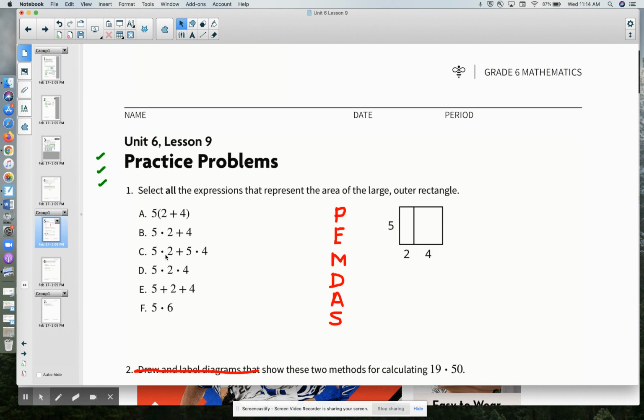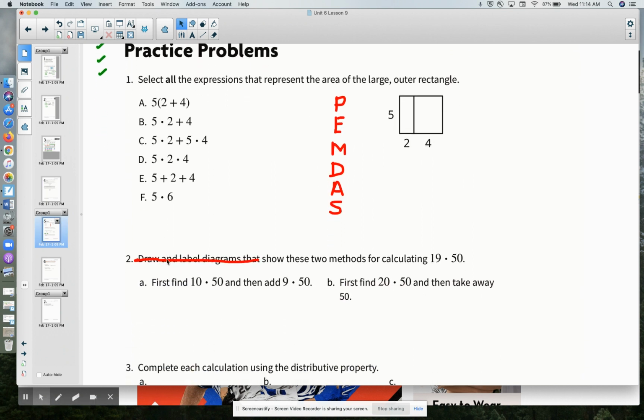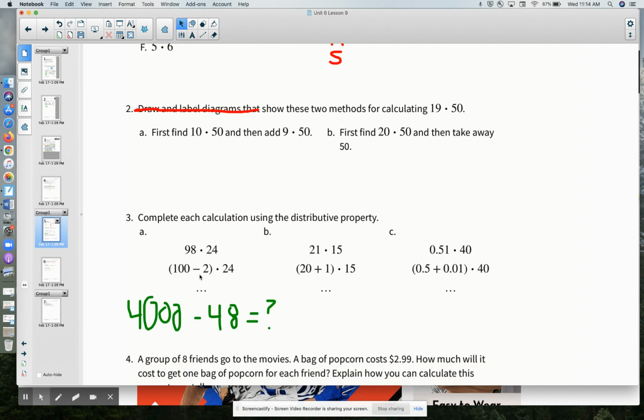And then for homework, number 2, don't draw and label diagrams. Just figure out this answer. So do 10 times 50, and then 9 times 50, and then add it up. And then number 3, just do 100 times 24 and 2 times 24, and then figure it out. Same thing with these. Okay? So just multiply 20 times 15 and 1 times 15, and then add it up.